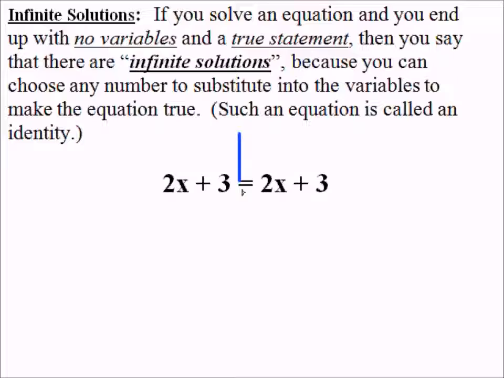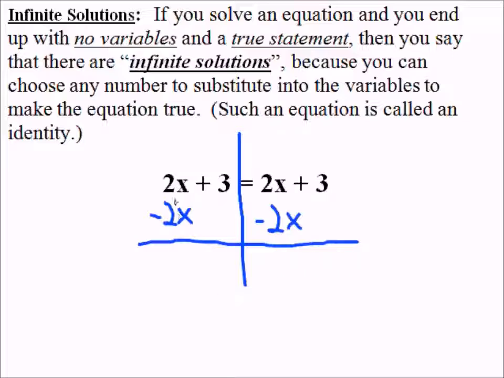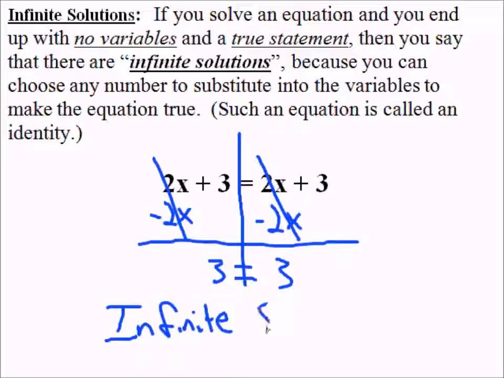Notice, if we're going to solve this, we would subtract 2x from both sides. 2x minus 2x gives us no x's. We're left with 3 equal to 2x minus 2x, no x's, equals 3. 3 equals 3, it's a true statement, so we say that there are infinite solutions. Depending on where you look, you might also hear it called that the solution set is all real numbers, or you might hear it called an identity. For the purpose of this video, we'll just say infinite solutions.